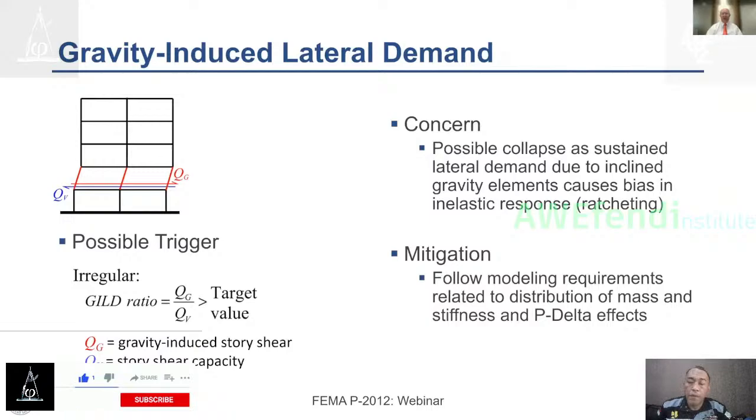And finally, the gravity-induced lateral demand. The concern is you could exhaust some or all of your lateral capacity just due to gravity loading and not be ready for lateral loads that are applied if you didn't consider the effects the gravity loads have on the lateral system. So please do consider it.